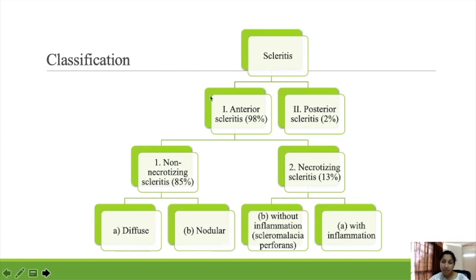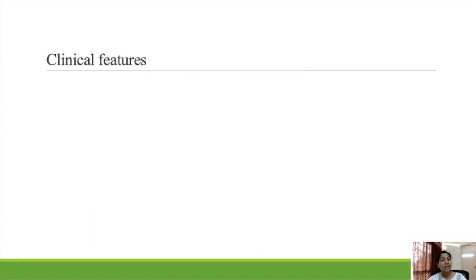So scleritis can be classified into anterior scleritis and posterior scleritis. Anterior scleritis is again classified into non-necrotizing scleritis and necrotizing scleritis. Non-necrotizing scleritis is divided into diffuse and nodular non-necrotizing scleritis. Necrotizing scleritis is divided into without inflammation and with inflammation. So causes over, pathology over, classification over. Next comes the clinical features.